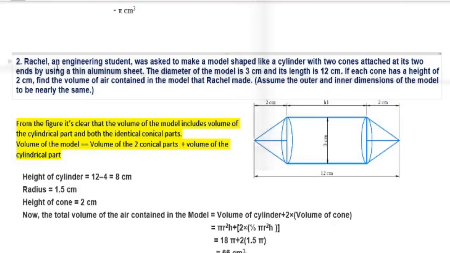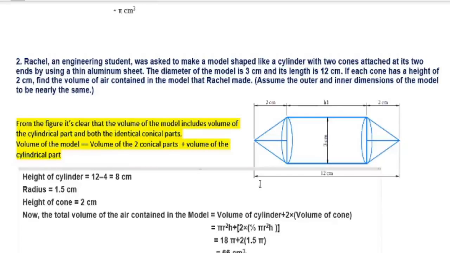Now the second question. Rachel, an engineering student, was asked to make a model shaped like a cylinder with a cone attached to its two ends by using a thin aluminium sheet. The diameter of the model is 3 cm and the length is 12 cm. Each cone has a height of 2 cm. Find the volume of air contained in the model that Rachel made. Assume that the outer and inner dimensions of the model are nearly the same.